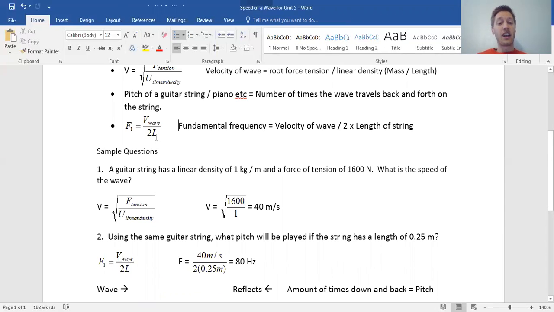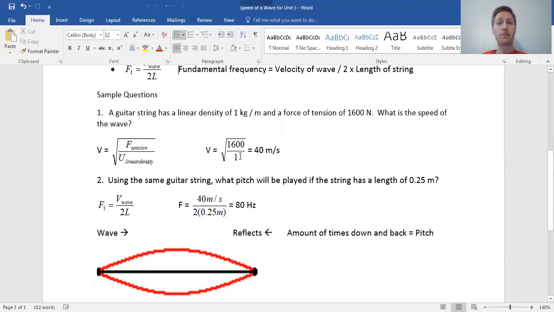And so when you play guitar, you can change the pitch by tightening or loosening the string to change the tension. But when you're playing, you actually change the pitch by grabbing different places on the guitar to change the length of the string. Because if you change the length of the string, that changes what pitch is heard, because it's going to go down and back faster.